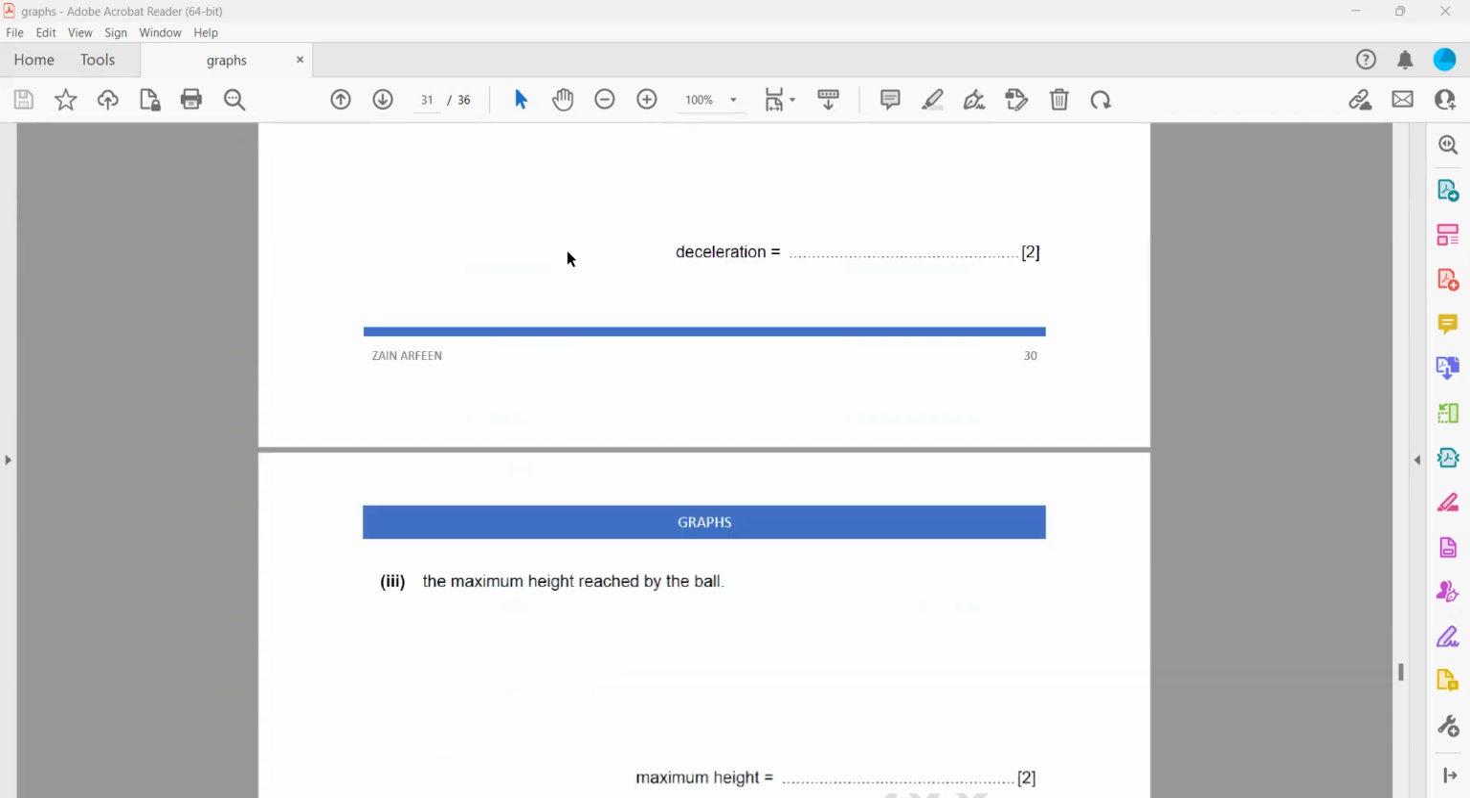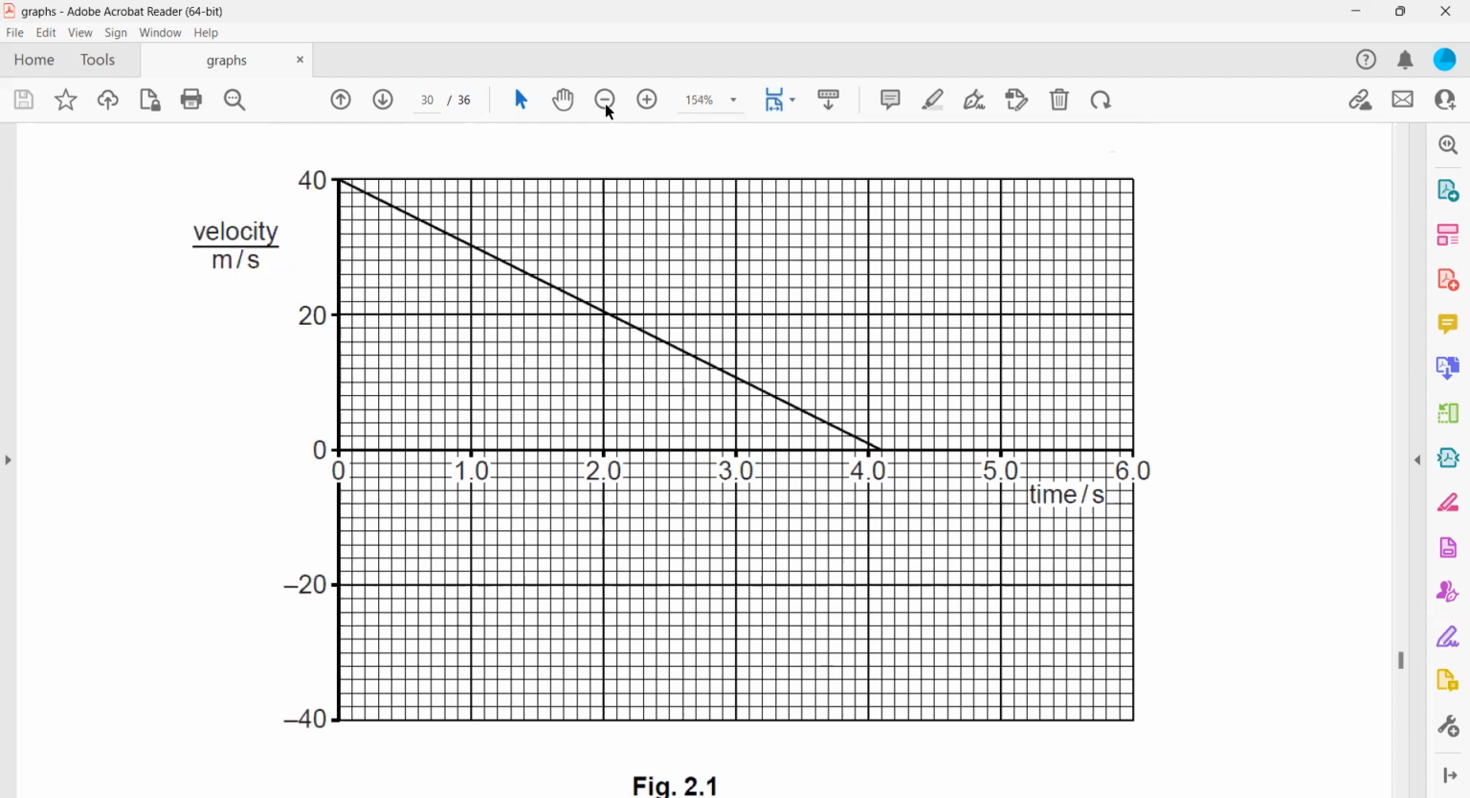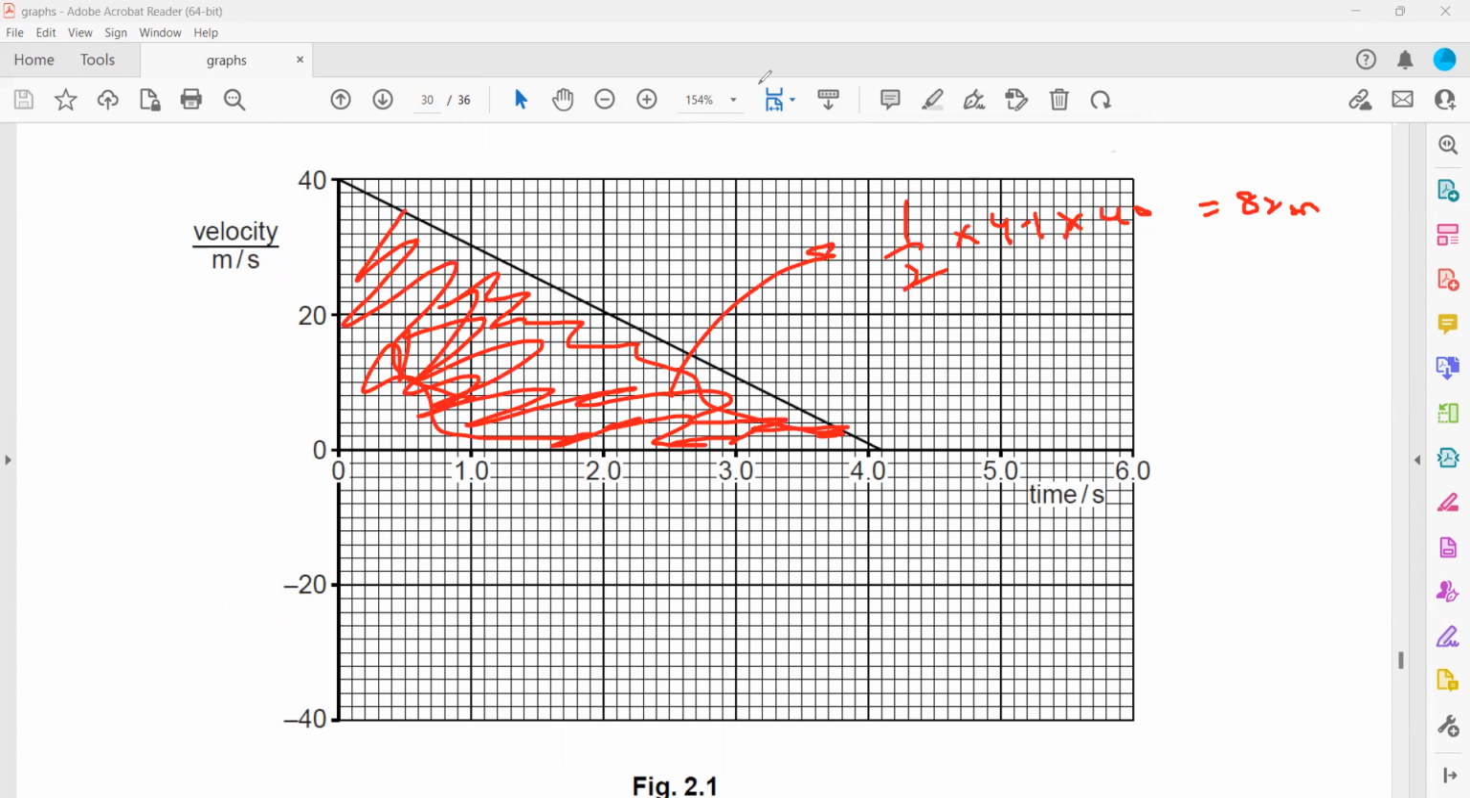The maximum height reached by the ball is the area under this graph, because at maximum height the speed will be zero. So we find the area under this graph. So half base into height, which is 40. That is equal to 82 meters. That's the maximum height.